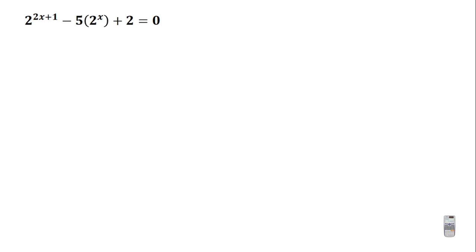Let's consider our question for this video. We have 2 exponent 2x plus 1, minus 5 into brackets 2 exponent x, plus 2 is equal to 0. As we learned in the previous video, when you are given a question of this nature, you first have to rearrange the equation. 2 exponent 2x plus 1 can also be written as 2 exponent 2x times 2 exponent 1. So you have minus 5 into bracket 2 exponent x, plus 2 is equal to 0.